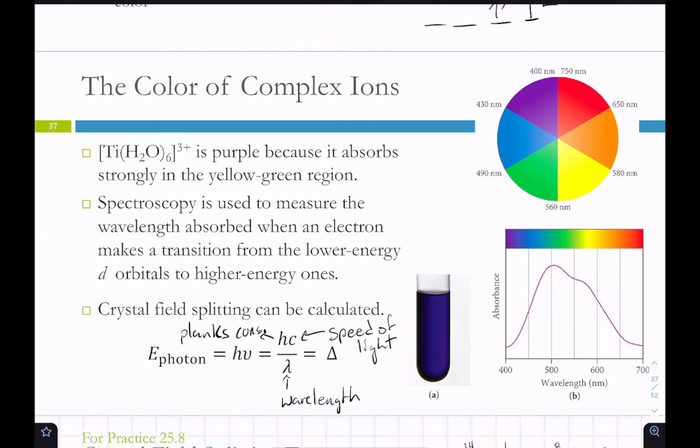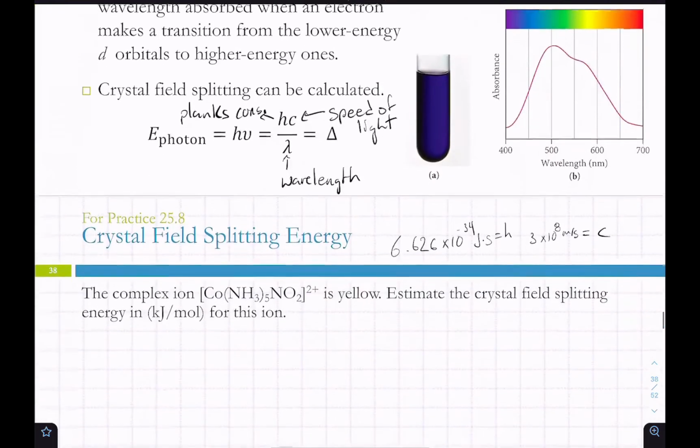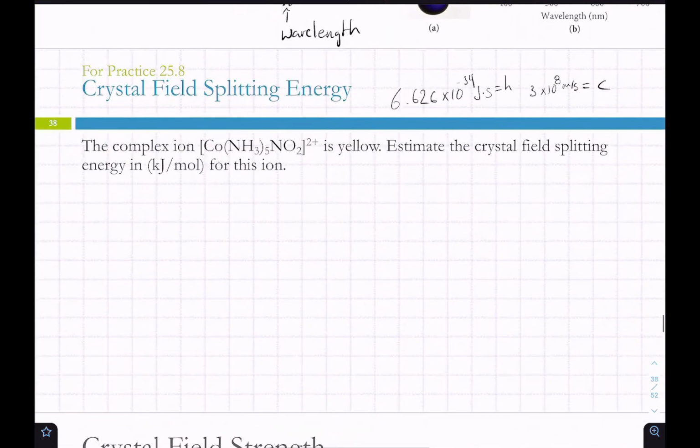Because Planck's constant and the speed of light are both constant, this is pretty easy to calculate as long as you can remember what those are. Planck's constant is 6.626 times 10 to the negative 34 joule seconds. And the speed of light is 3.000 times 10 to the 8 meters per second.